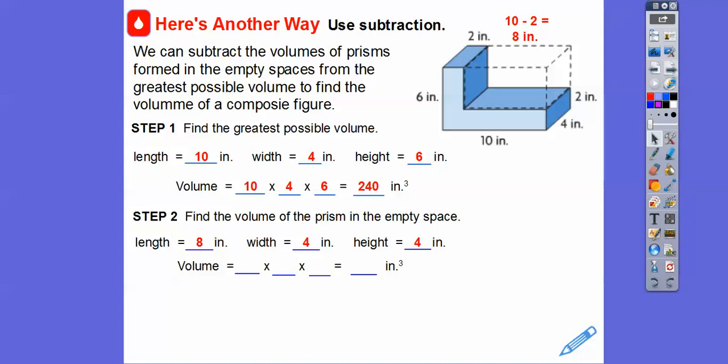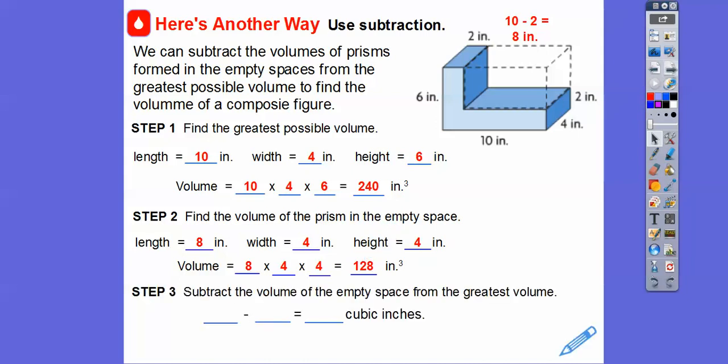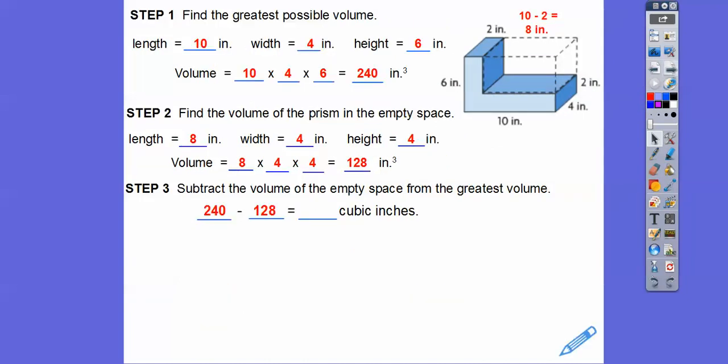So then its volume is going to be, the empty space is going to be 8 times 4 times 4, which is 128. So the volume of just this little piece right here is the whole volume subtracting off the empty space. So it's going to be 240 minus 128. So I'll do that right down here. Slide that up. So 240 minus 128, we still get the same volume, 112 cubic inches.